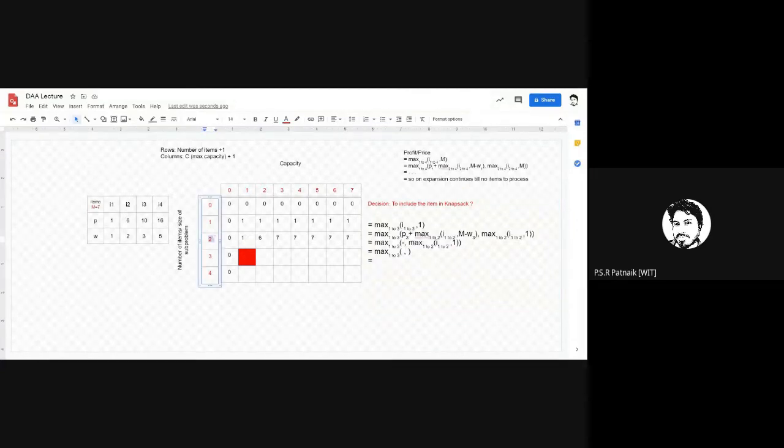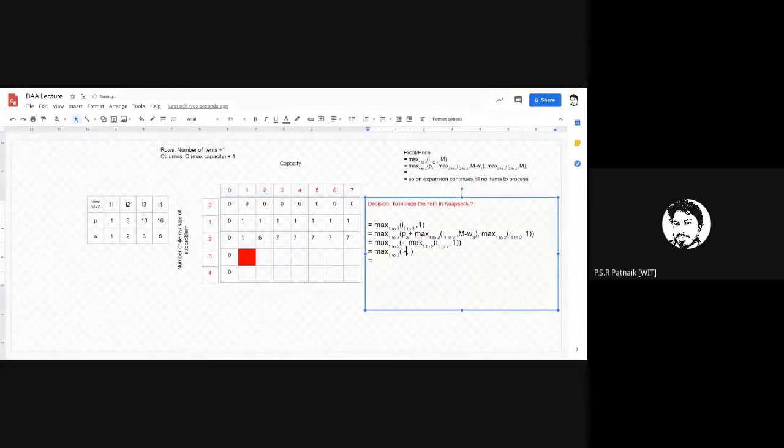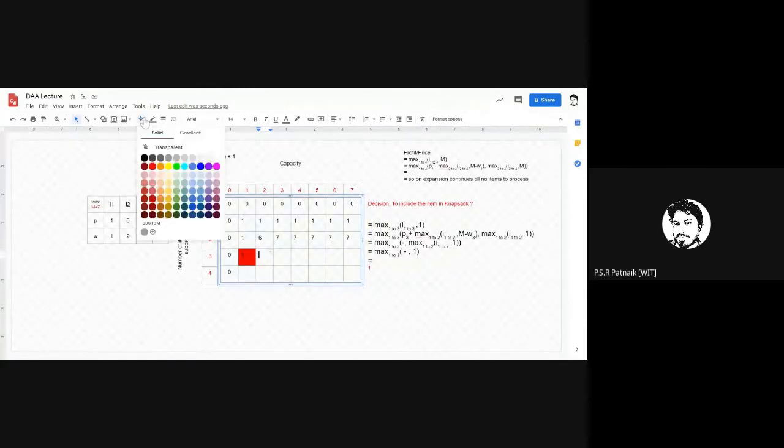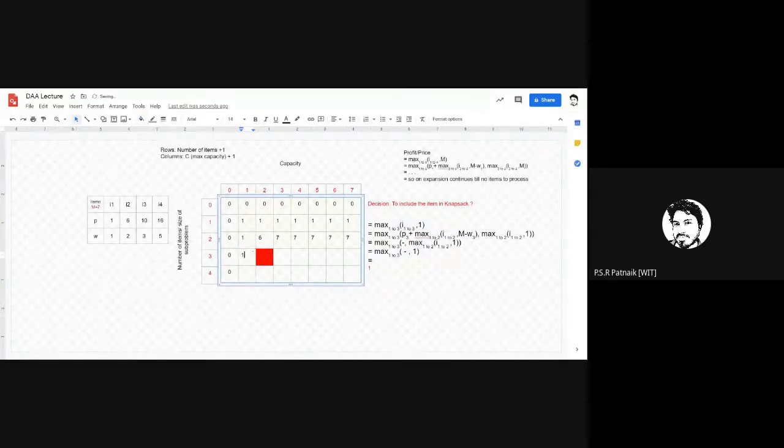Sack capacity 1. What is sack capacity? 1. So if it is 1, what is the maximum value? You cannot include anything. It's almost nothing here. So you have 1. What is the answer here? 1. Okay. So what will be the maximum profit for 2? Let me see if you can get a value for this cell. Okay. What you will have here for this cell?